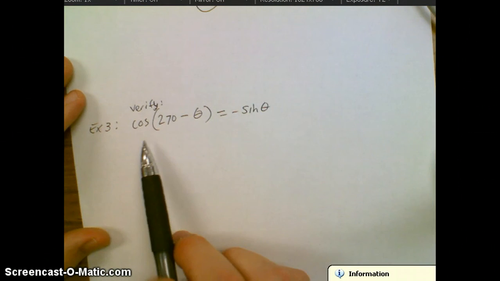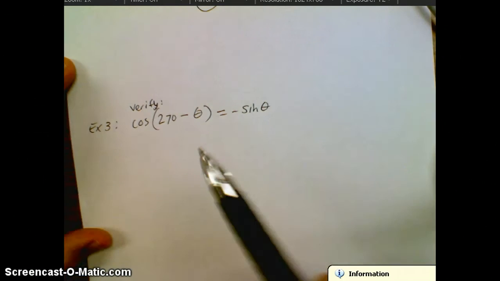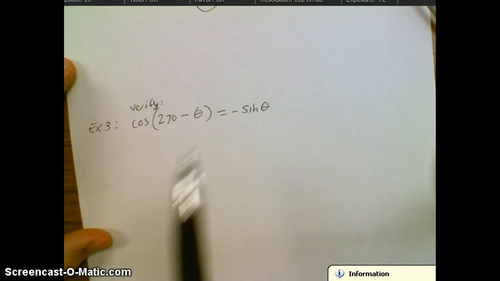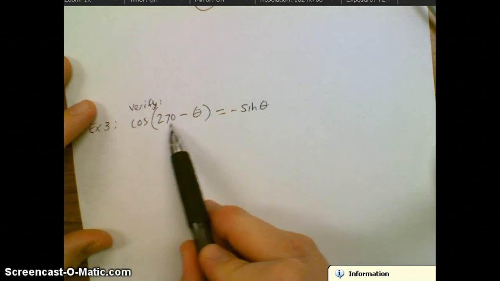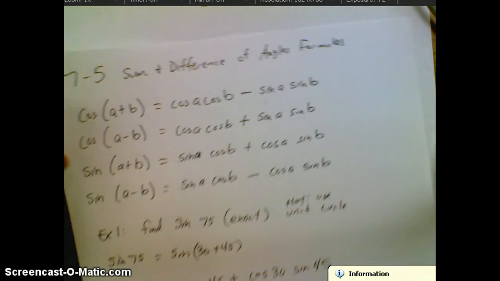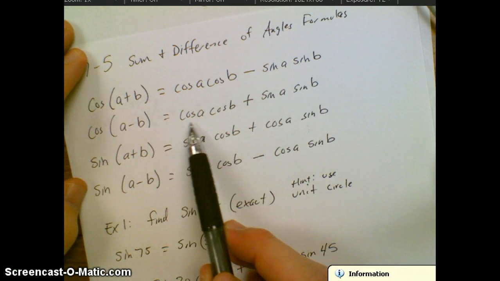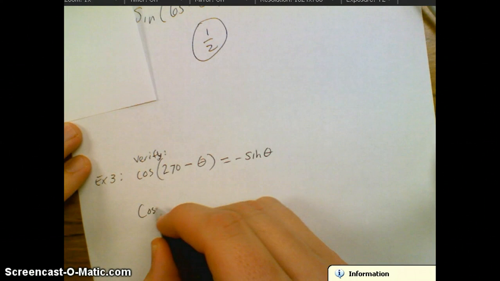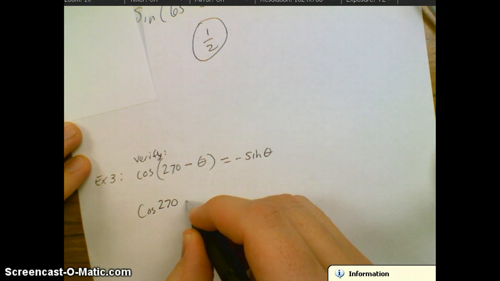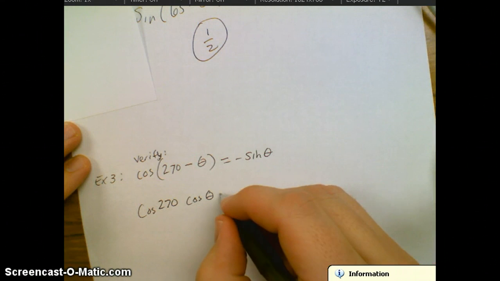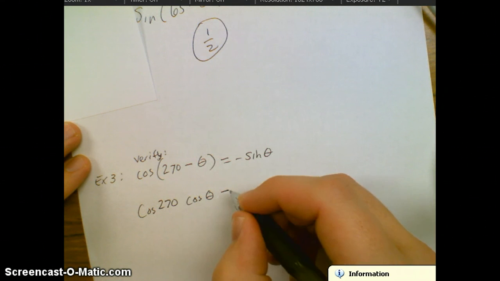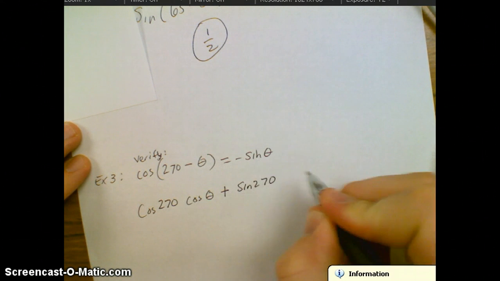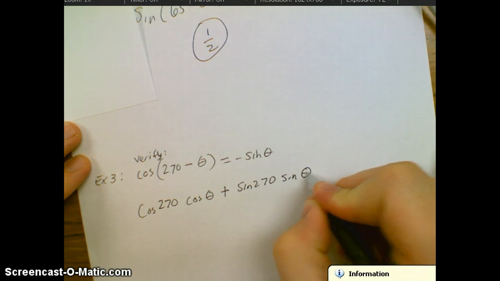And then the last example I have is, you're just verifying. So this is kind of like a trig identity we've done before. Use our formulas to show that this is negative sine. So we have a cosine and we're subtracting. I'm going to expand it out to be that. So I have cosine 270 cosine theta plus sine 270 sine theta.